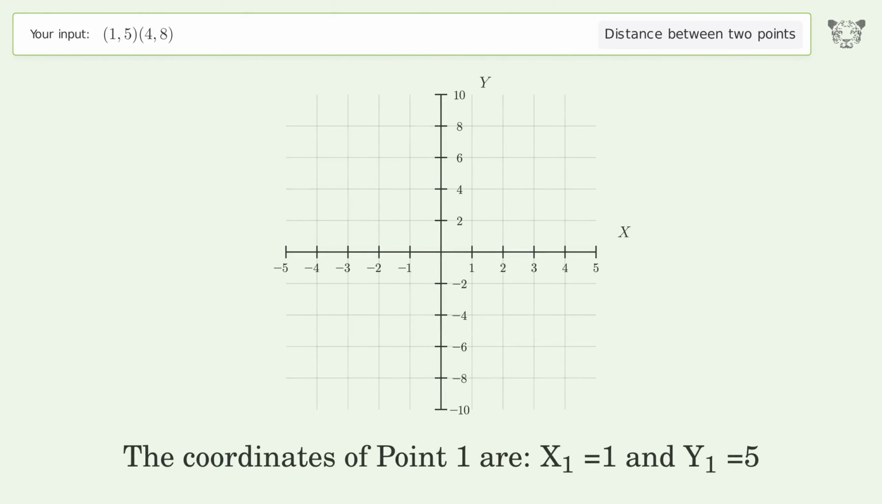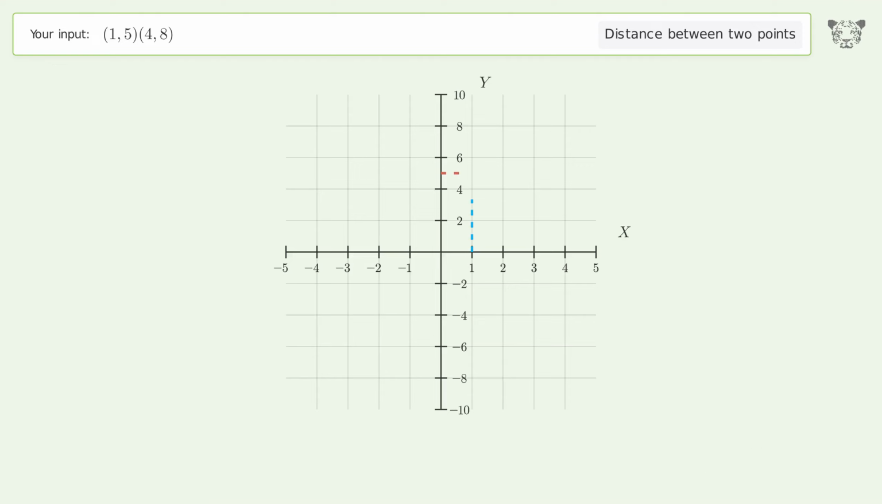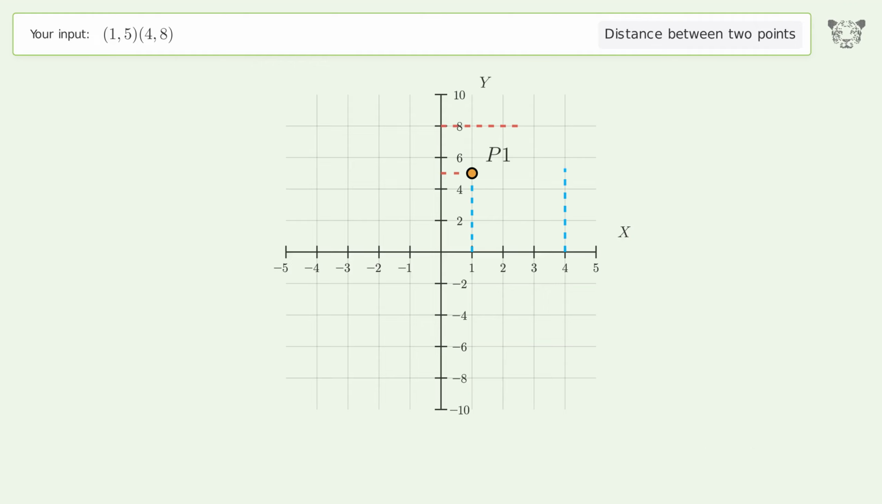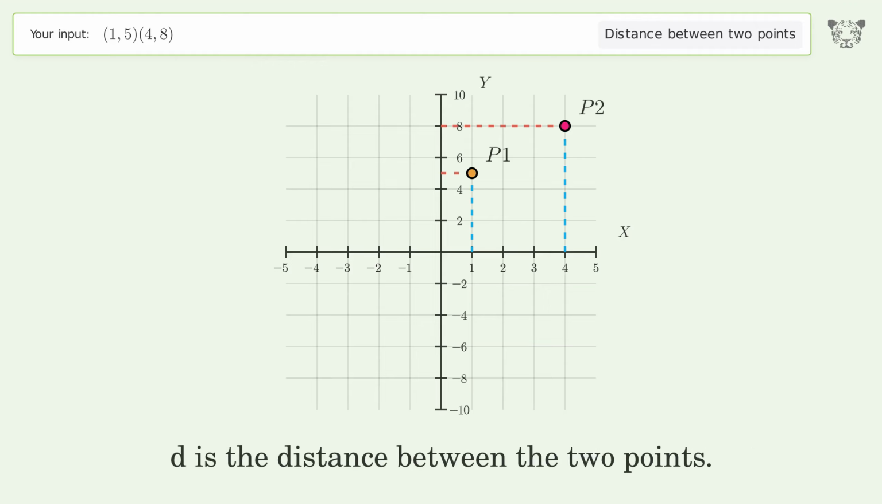The coordinates of point 1 are x1 equals 1 and y1 equals 5. The coordinates of point 2 are x2 equals 4 and y2 equals 8. D is the distance between the 2 points.